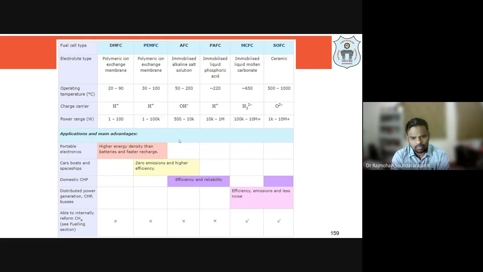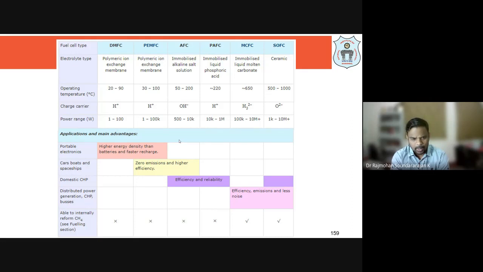So where we want more efficiency and reliability and space is not a constraint, like domestic applications, we prefer AFC and phosphoric acid fuel cells, alkaline fuel cells and phosphoric acid fuel cells. And in the case of distributed power generation and buses, we prefer molten carbonate fuel cells and solid oxide fuel cells, which have efficient emissions and less noise.